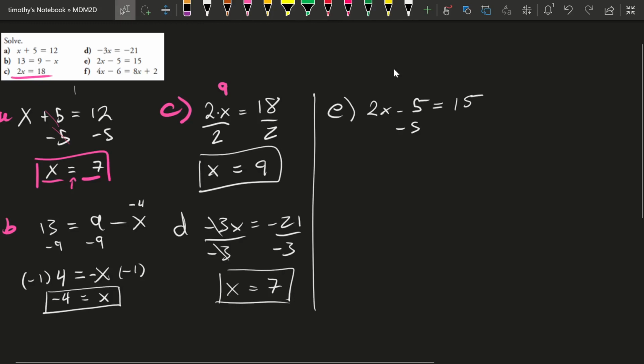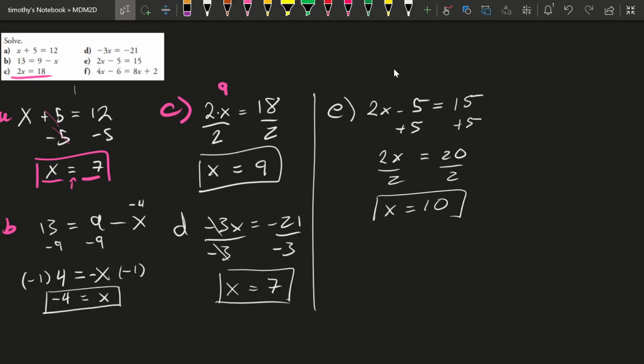So let's do add 5 first, add 5, and I'm going to be left with 2x equals 20. And then I'll divide by 2, and I get x equals 10. Okay? Going back to why do I add the 5 first and divide by 2 second?